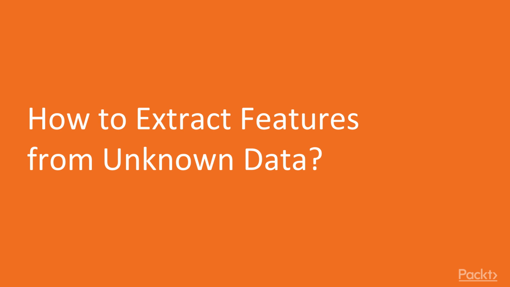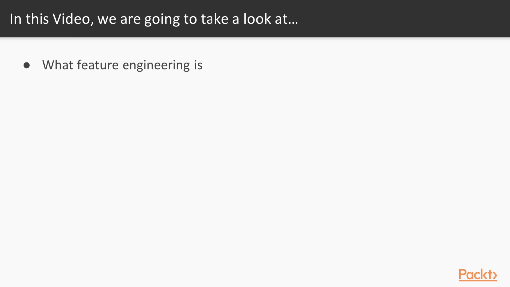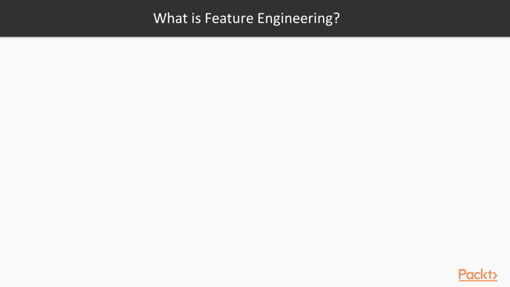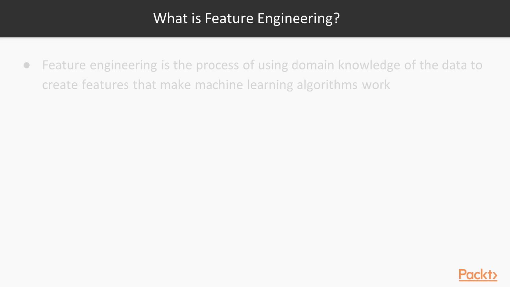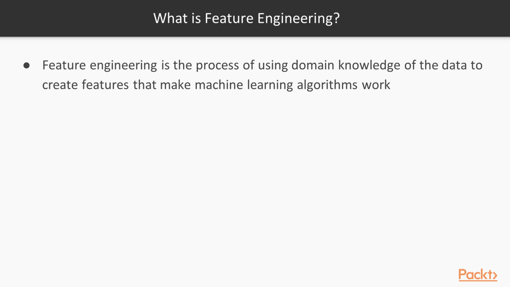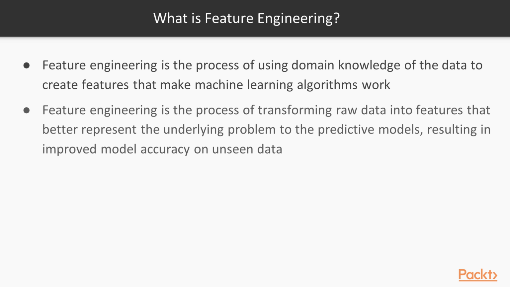And this is the first video, in which we will see how to extract features from unknown data. We will see what feature engineering is and how to extract features from data that we don't know. So let's recap what feature engineering is. This is a process of using domain knowledge of the data to create features that make machine learning algorithms work. Feature engineering is the process of transforming raw data into features that better represent the underlying problem to the predictive models, and it results in improved model accuracy on unseen data.